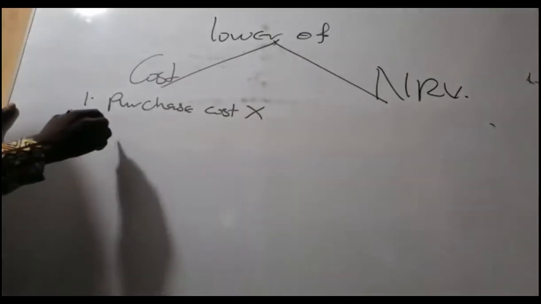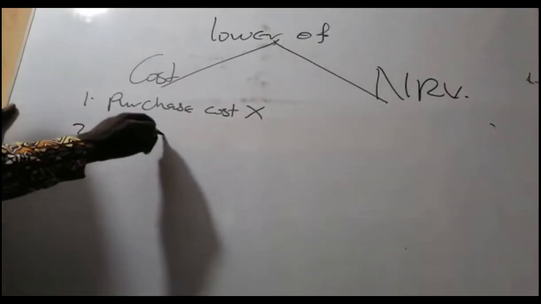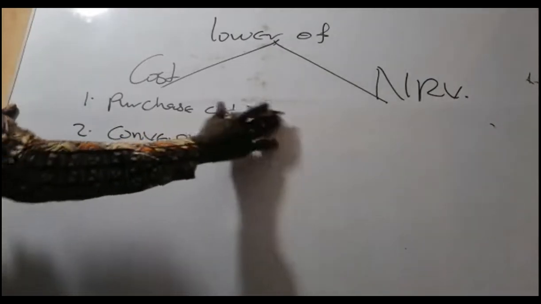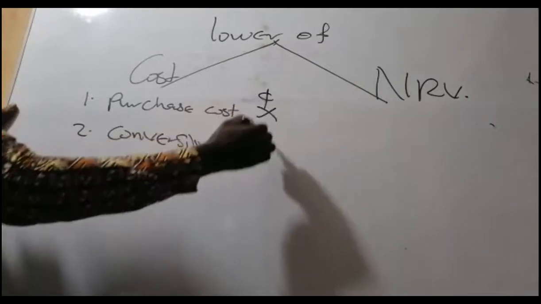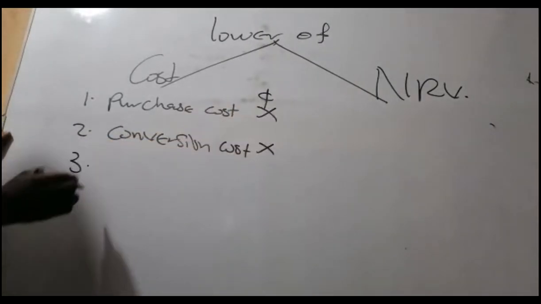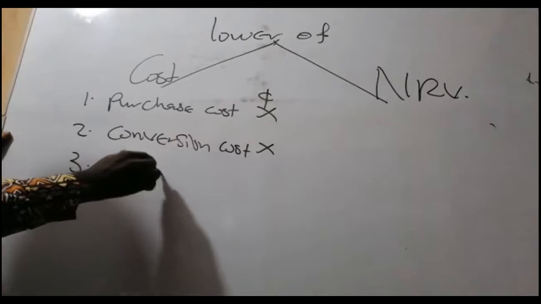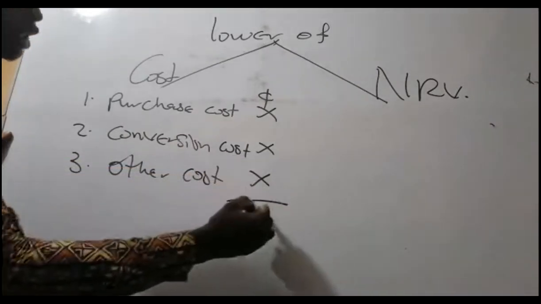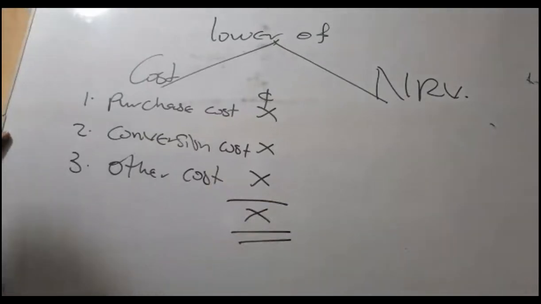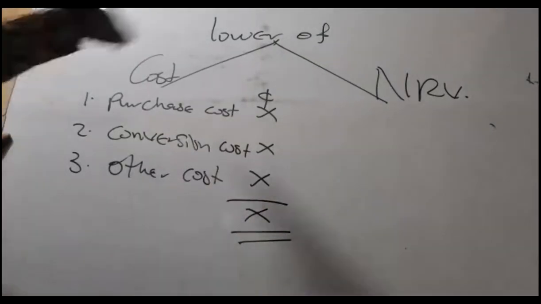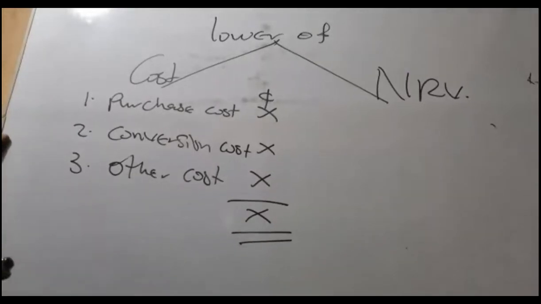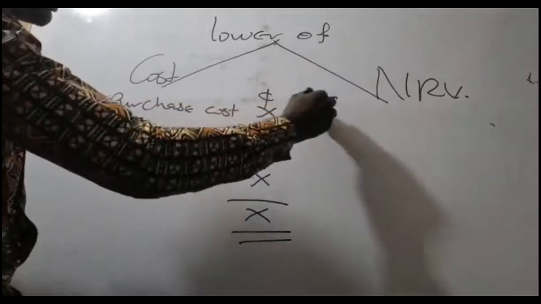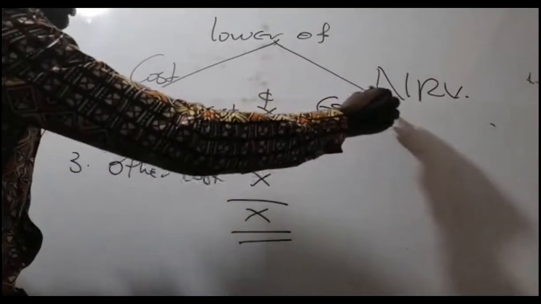2, conversion cost, Ghana cedis, so much, so much. Then 3, any other cost, so much. So this will give us the total cost of the goods. Then we go to the other side. The other side will talk about what? The NRV, which is what? Estimated selling price. So estimated selling price.